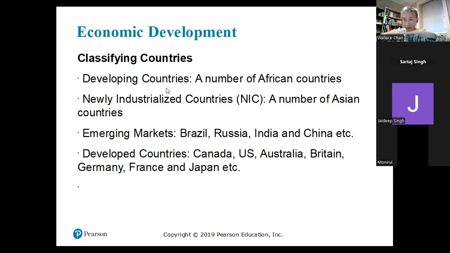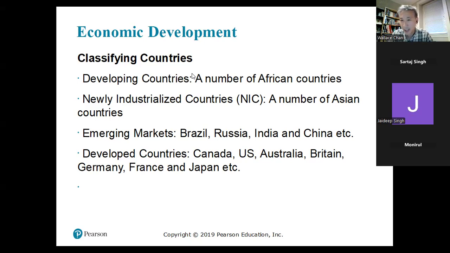The countries that are relatively poor, relatively underdeveloped, we call them developing countries. For example, some countries in Africa are considered to be developing countries. Those countries tend to be poor, and also their, for example, infrastructure and education system may not be as well developed. And then we have a second category, NIC, newly industrialized countries, including, for example, a number of Asian countries.